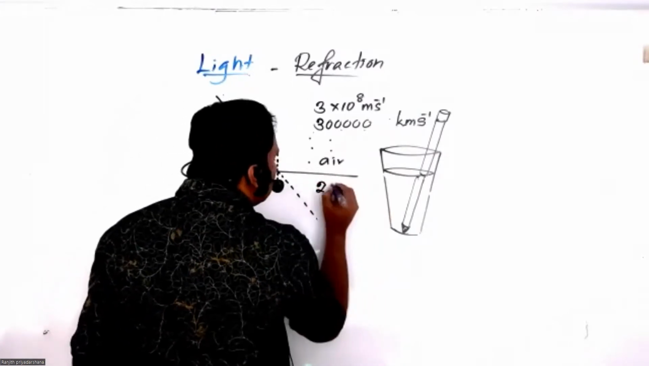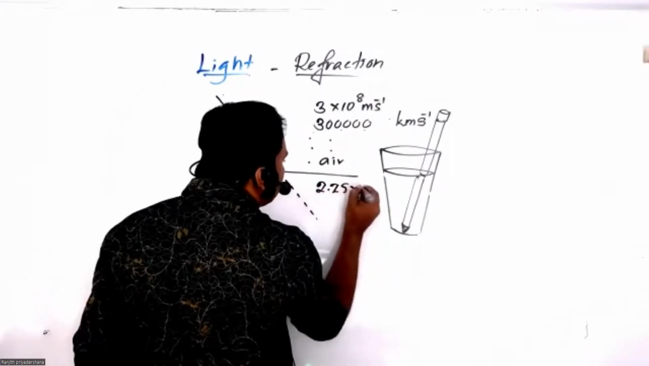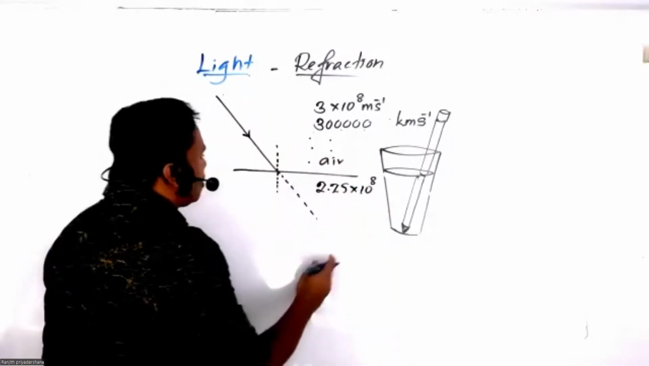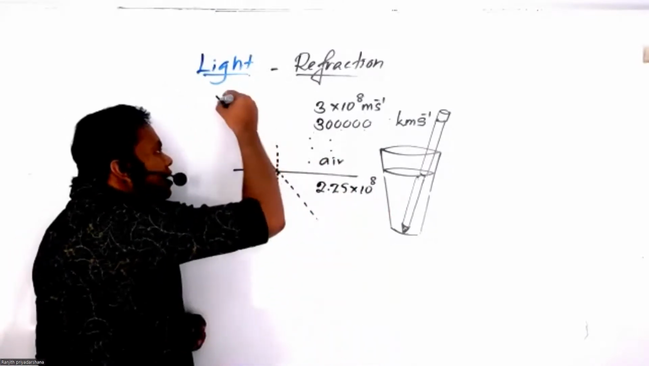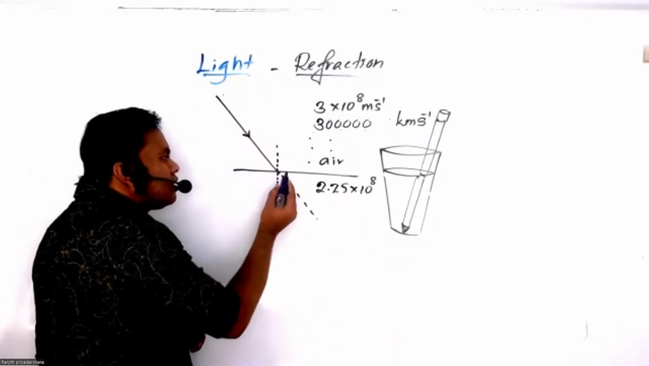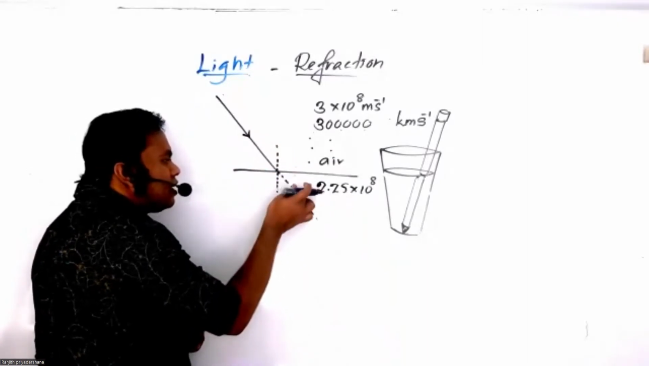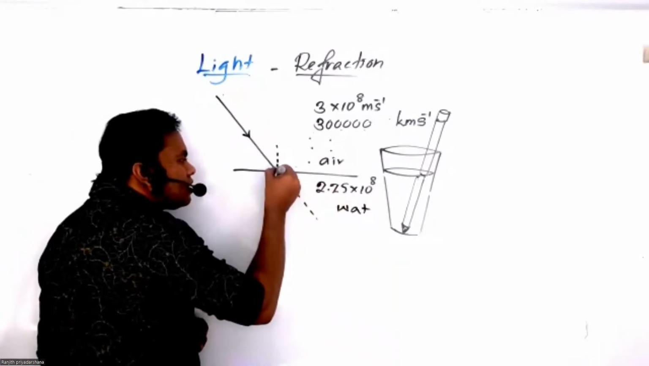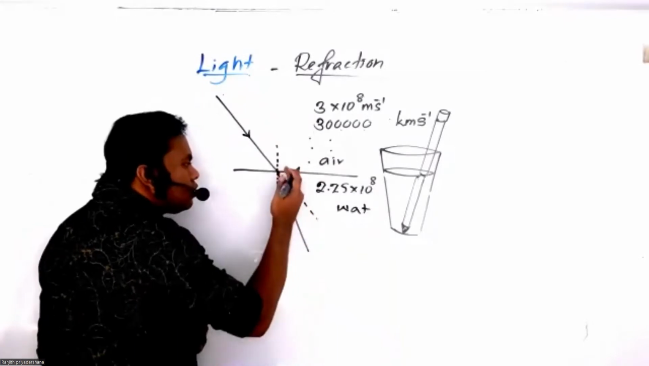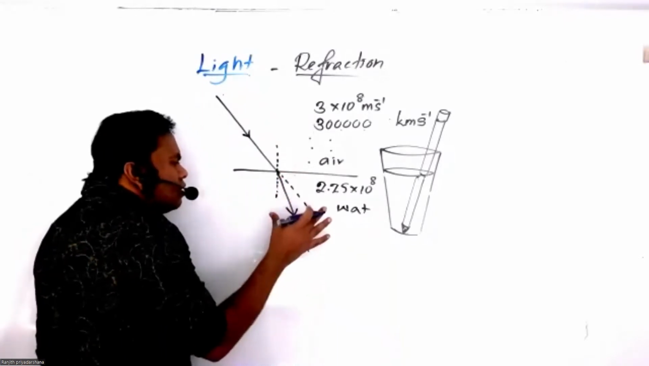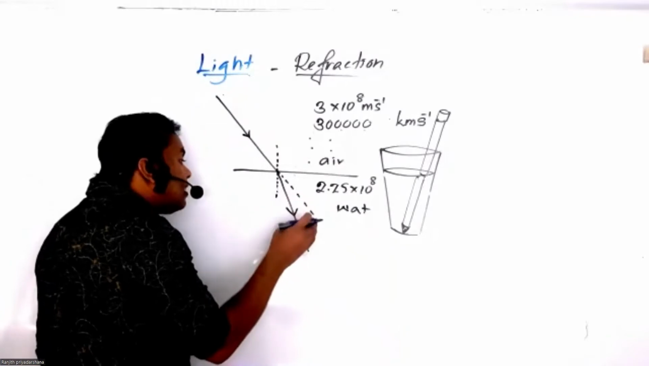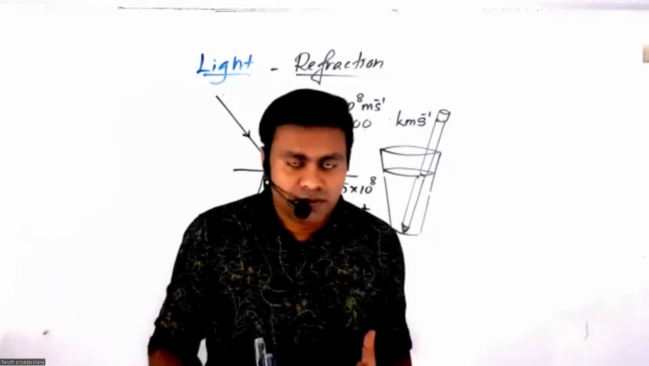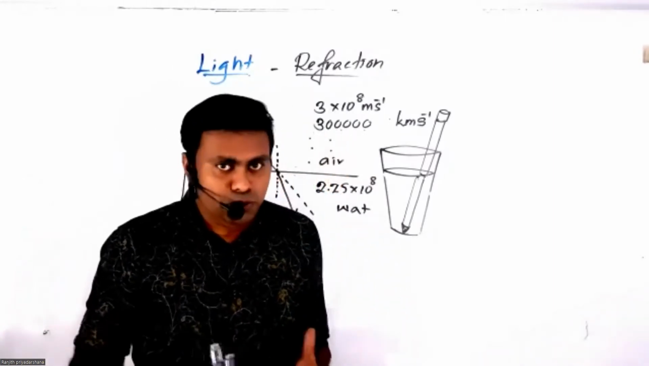It's 2.25×10⁸ like that. That speed decreases. Then what happens to this light ray when it strikes this interface between air and water? Its speed decreases. Then it bends towards the normal. When the medium is dense, when that medium is dense, you find it's difficult to move.